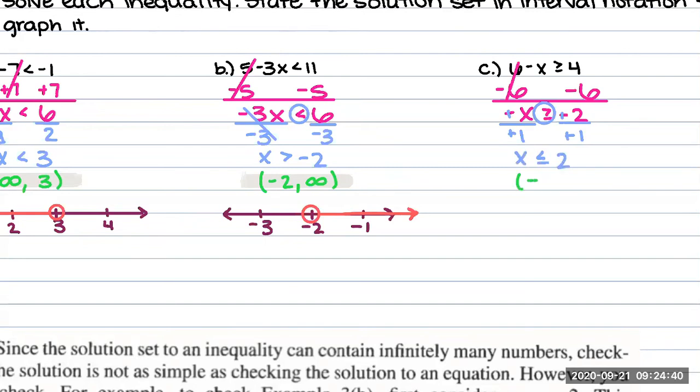If it's less than, it's going to go to negative infinity. If it's equal to the 2, it gets a bracket. So on our number line, you look for that 2. We're going to have a closed circle on this 2 now, because it is equal to it. And then our line will run to the left since it goes to negative infinity.